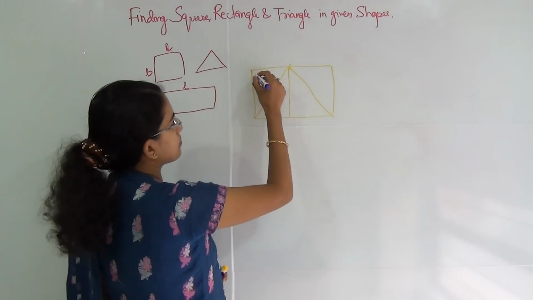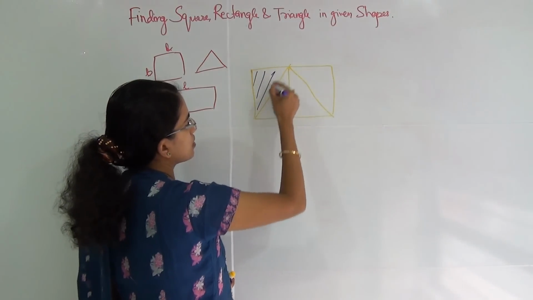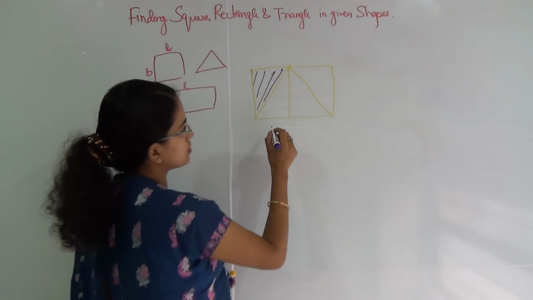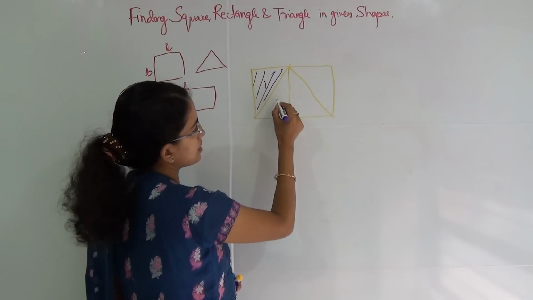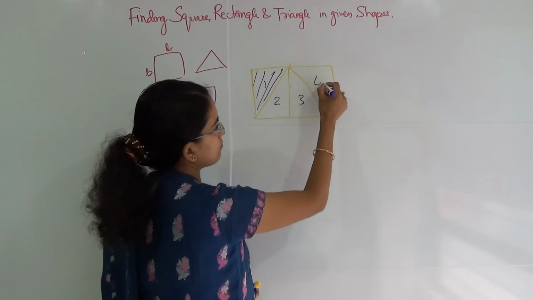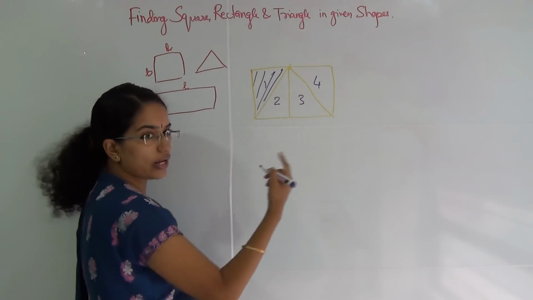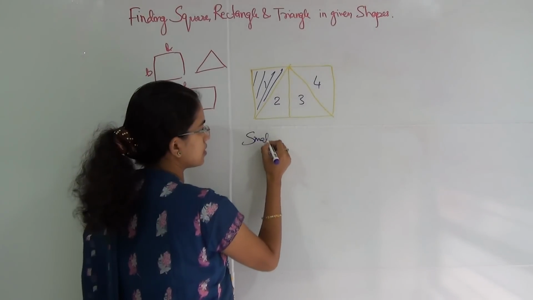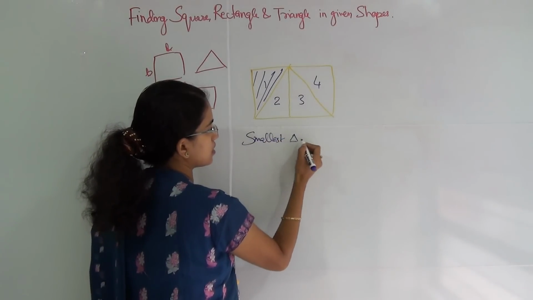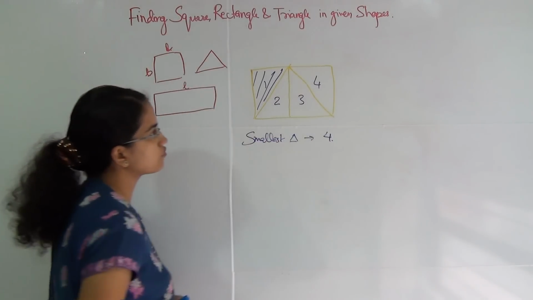So I can say this shape is one triangle. Okay, so you have 1. Similarly this shape 2, 3 and 4. So these are the smallest triangles that can be formed, and these are 4.